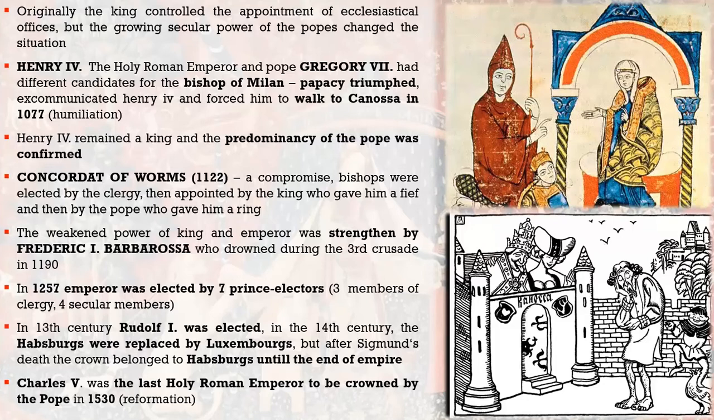So this means that the king was his feudal lord, and the bishop became a vassal of the king. And then he was appointed by the Pope, who gave him a ring, and the ring was a symbol of his power as a bishop and also loyalty to the Pope. So this was the Concordat of Worms, ending the investiture controversy.